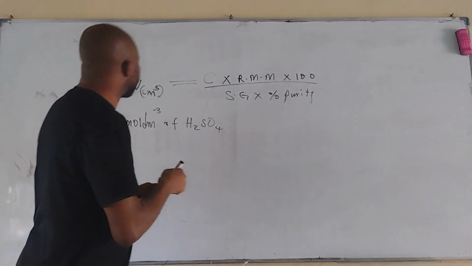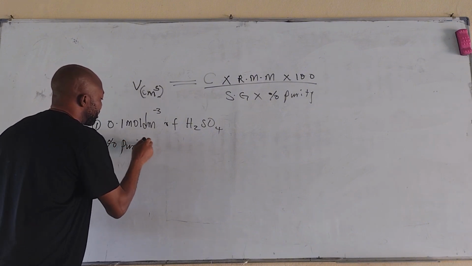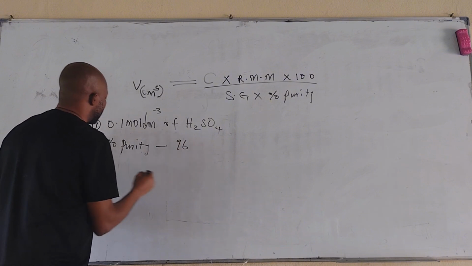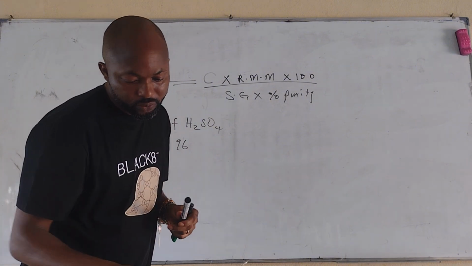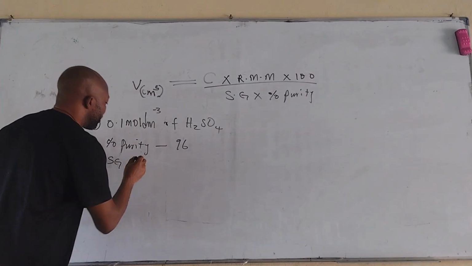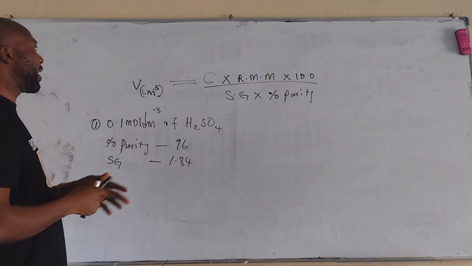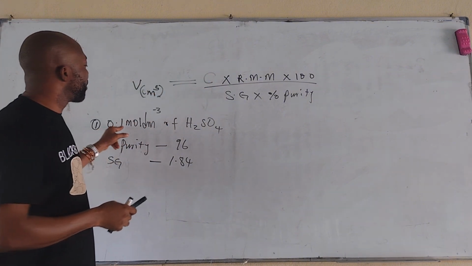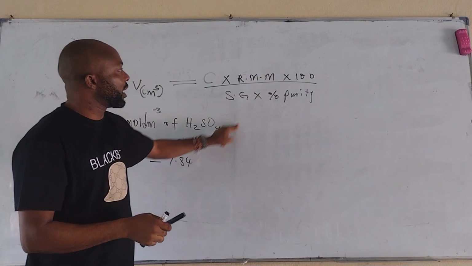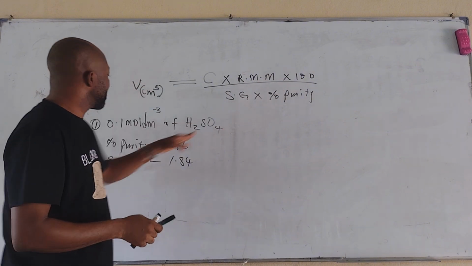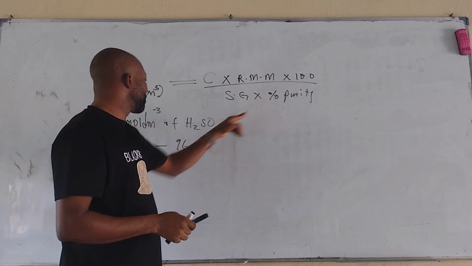Percentage purity is 96, and the specific gravity is given as 1.84. Remember, the concentration here is 0.1 mole per dm³. The relative molecular mass will be gotten from the formula, and that is 100. Specific gravity is 1.84, and percentage purity is 96.